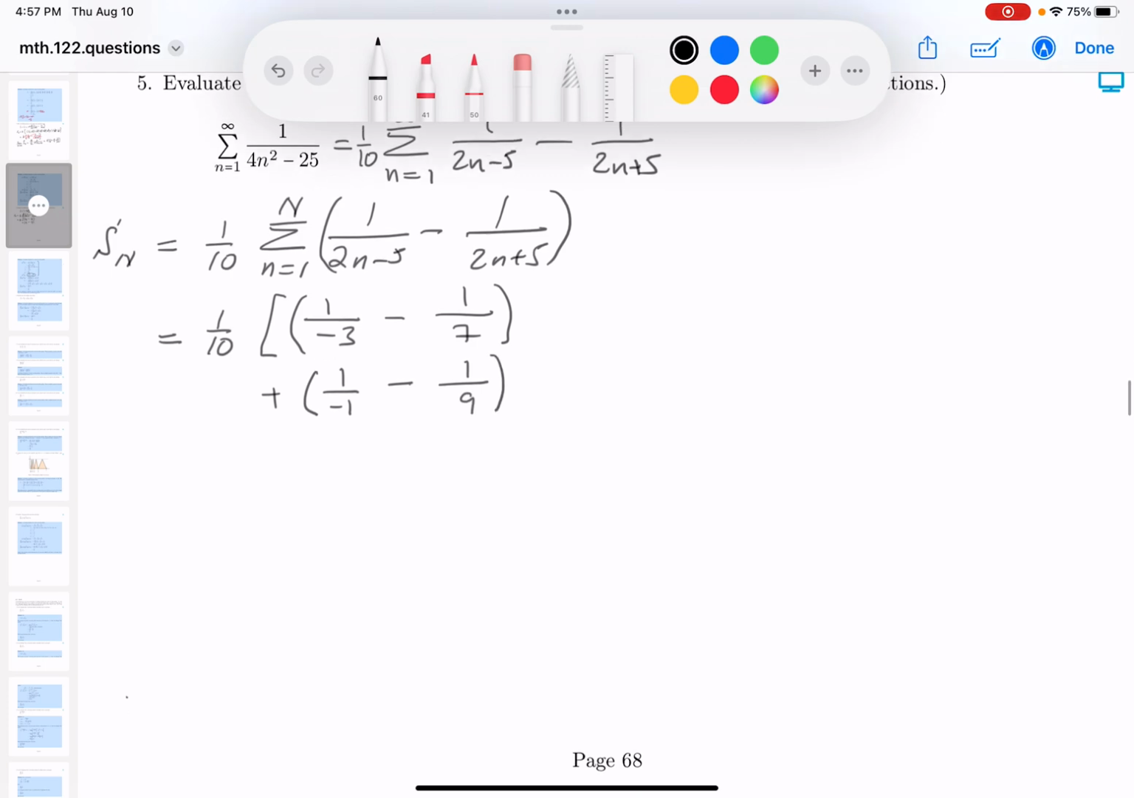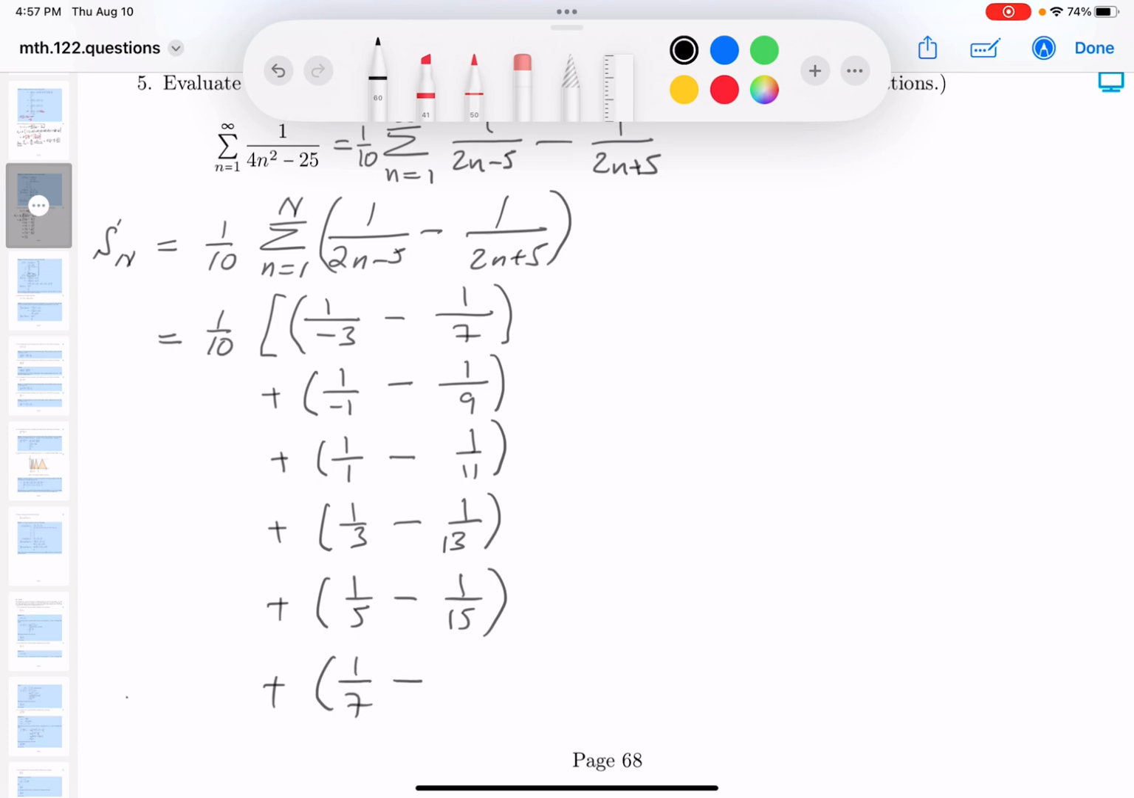Let me keep going. Plus 1, I'm going up by 2 on the bottom, so it's 1 over 1, minus 1 over 11. Plus, I'm just looking for a pattern, by the way, 1/3, minus, going up by 2, 1/13. Plus 1/5, minus 1/15, plus 1/7, minus 1/17. Let me make sure you know what I did over here.